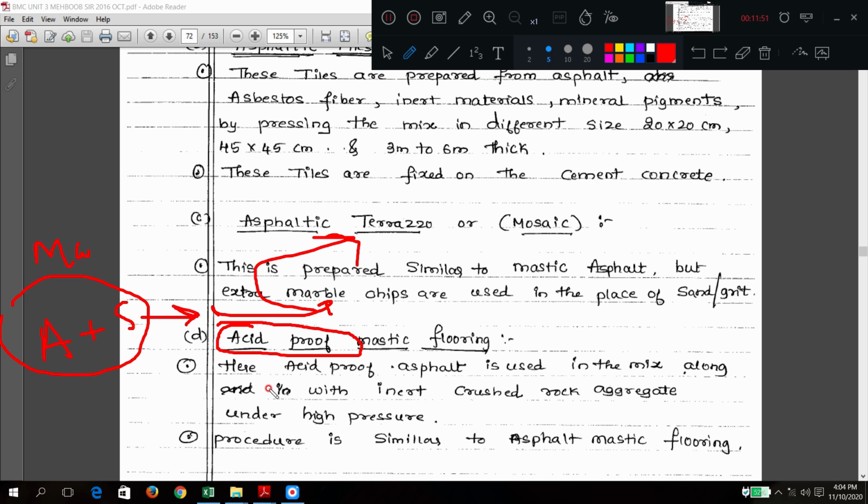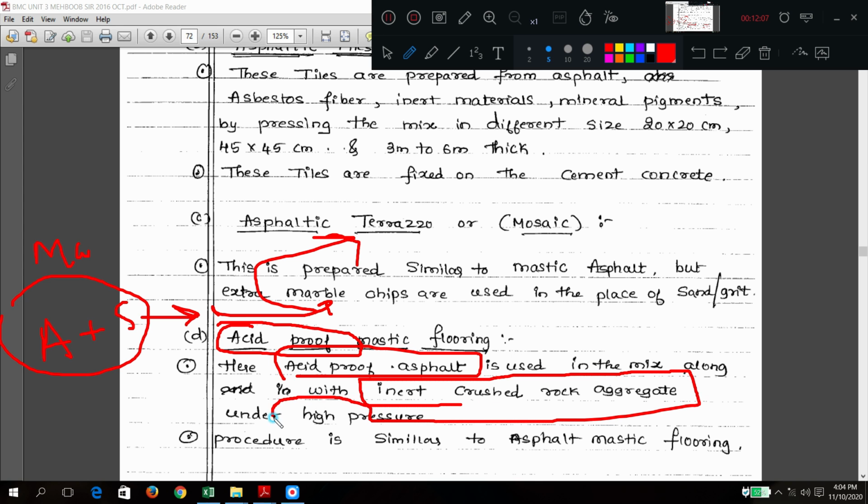This is one special type. It is not used generally. It is generally used in the chemical industry. So here acid proof asphalt is used. How is it done? Here some inert rock aggregates are used under high pressure. Inert means they are not active at all, so they will not react with any chemicals.